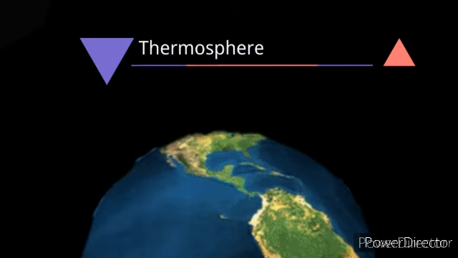Now we have the thermosphere and the ionosphere. The thermosphere is a zone above the mesopause where temperature begins to rise again with altitude.